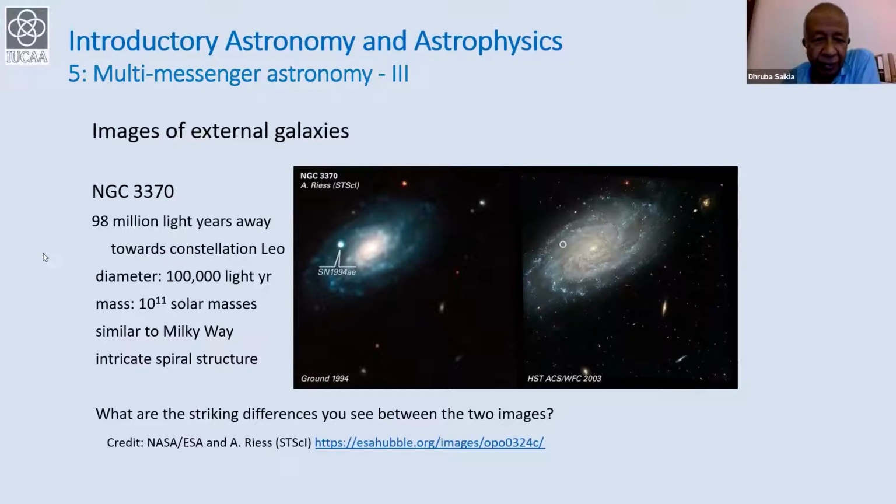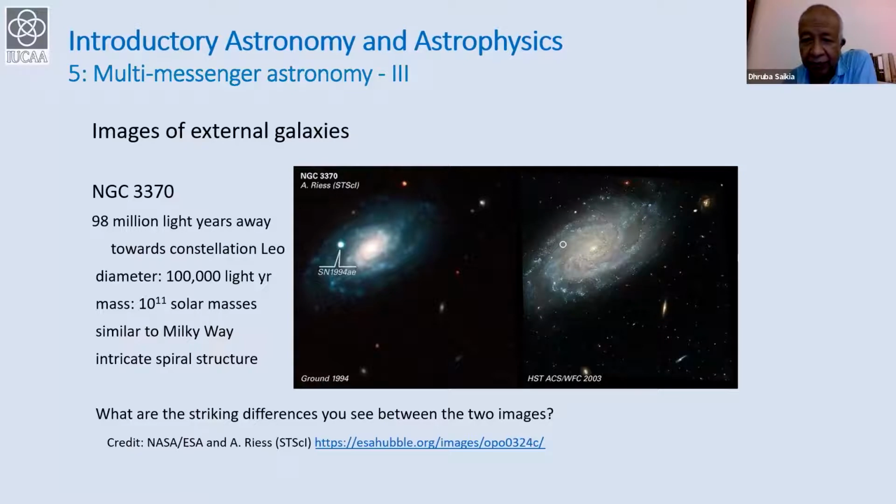This is a galaxy where a supernova went off in 1994. The way supernovae are named is SN, year, and combinations of letters. And you can see that over here, the supernova is missing. But in terms of imaging, the essential differences are what you'll have pointed out, that the right one looks much sharper, and it also has many more objects which are visible.